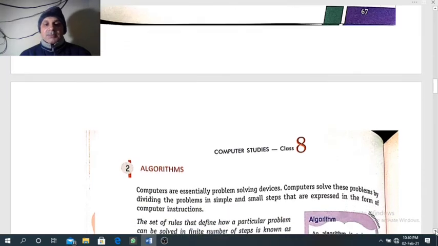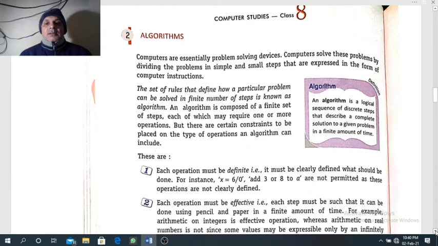So starting with algorithms, the set of instructions to solve a problem, and the instructions should be given in a sequence. So a proper set of instructions to solve a problem is known as an algorithm in simple language. Another definition of algorithm is: an algorithm is a logical sequence of discrete steps that describes a complete solution to a given problem, but it should be in a finite amount of time.